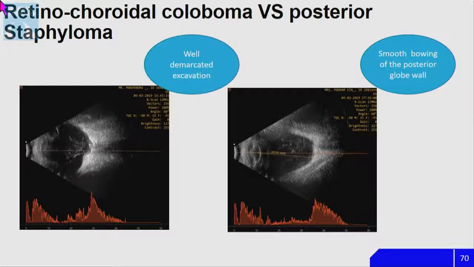So this is a retinochoroidal coloboma, a well demarcated excavation, in comparison to the posterior staphyloma. It's a smooth bowing. Both can be associated with retinal detachment, here in a high myopic eye and here in the coloboma itself. And this patient has a vitreous membrane also.